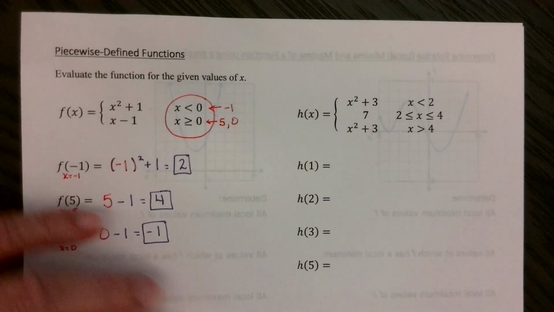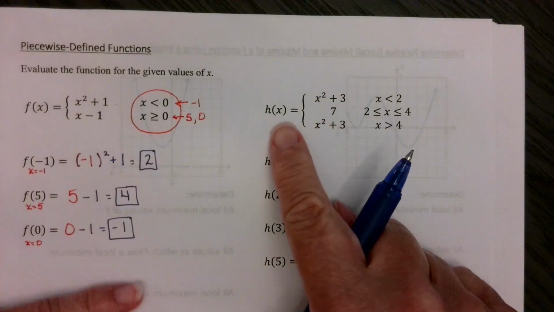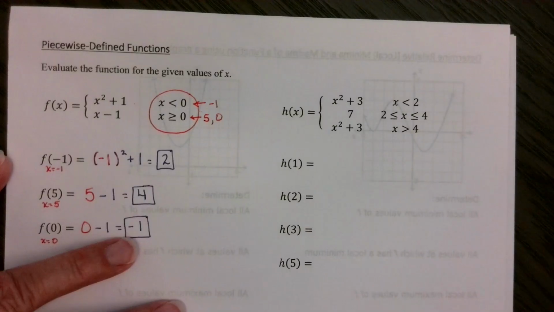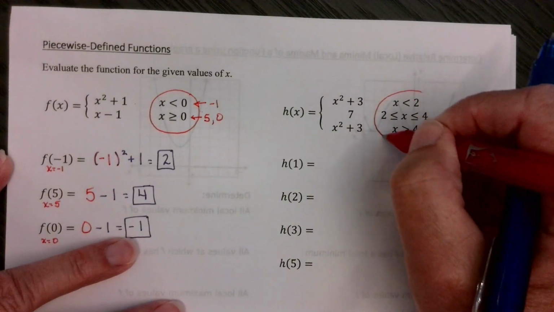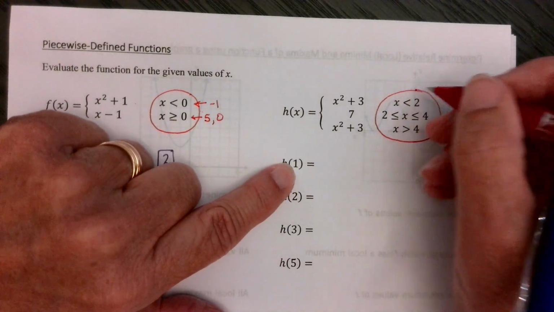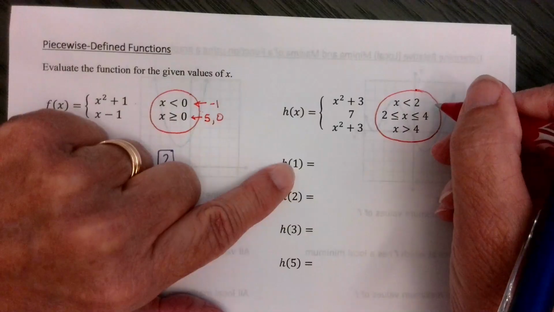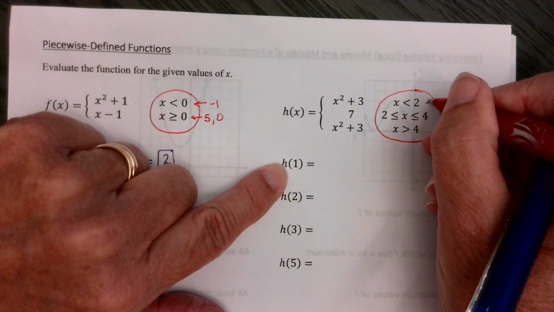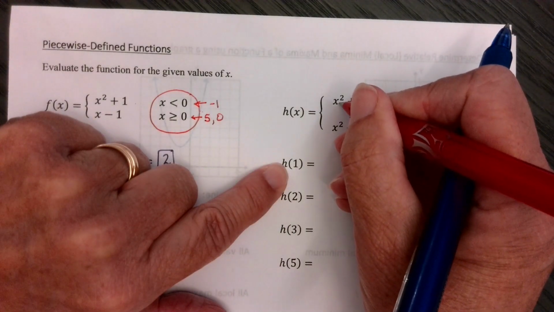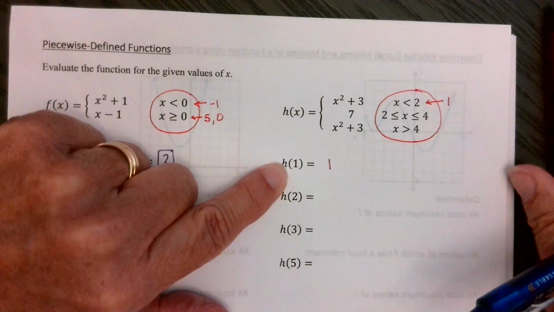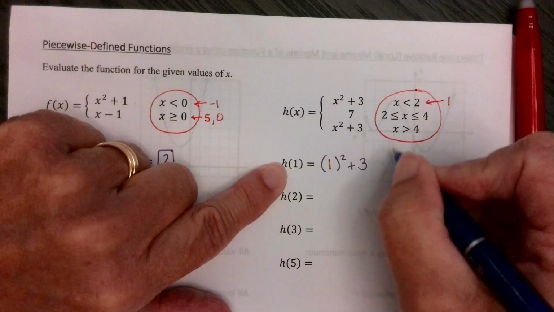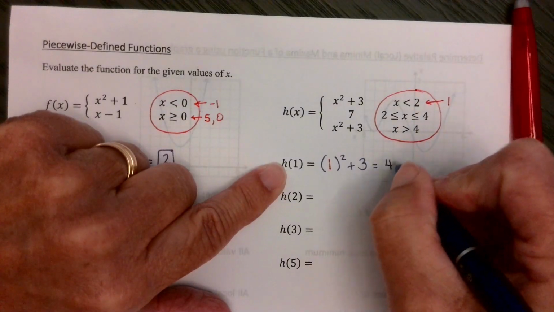Okay. Well, this one has an h of x function, and it's split into 3 different parts. Now again, we got to look here first. Where does 1 fit in? Well, 1 is less than 2, so I'm going to plug in 1 right here. I'm going to say 1 squared plus 3. Well, 1 squared is 1 plus 3 gives me 4.